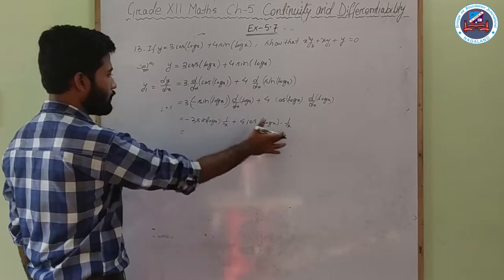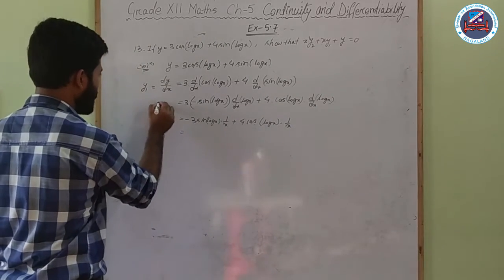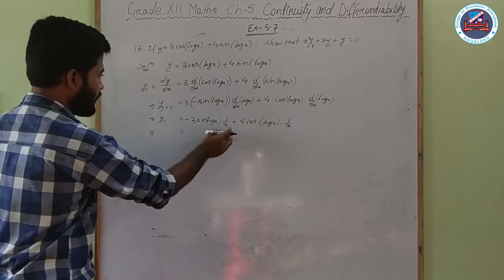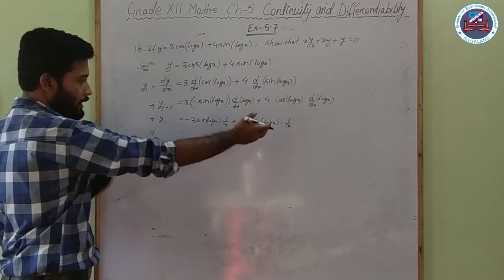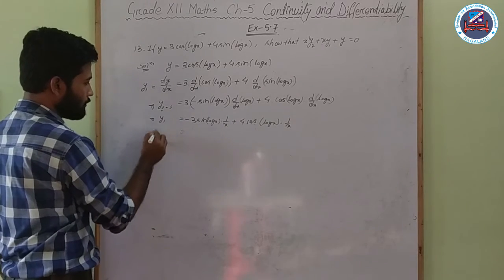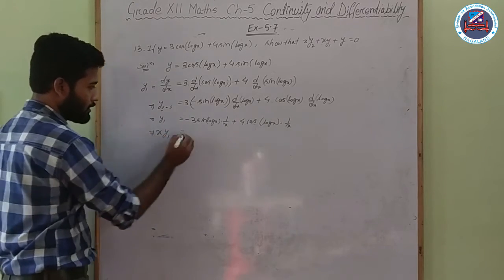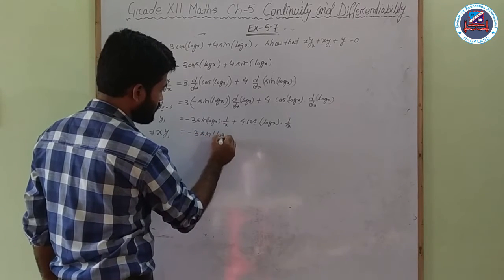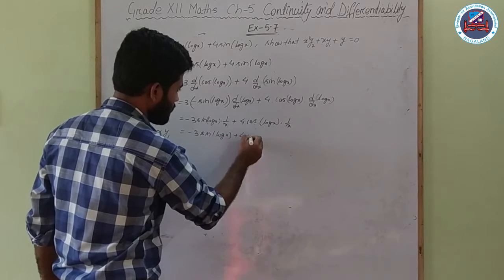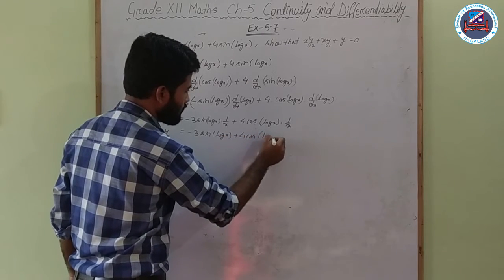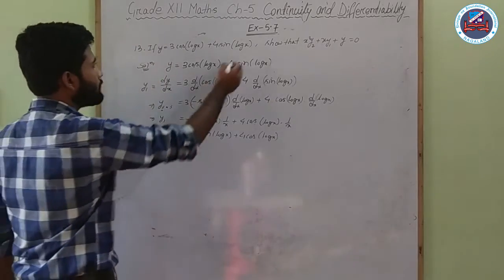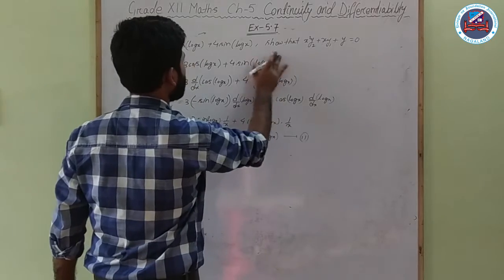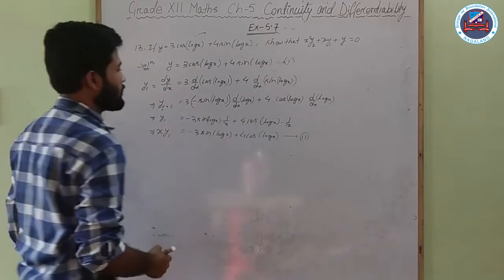So from there I can take 1 by x common, and what I should do is that if I write y1 here, after taking common 1 by x, I can bring it to the left hand side, cross multiplied. So I shall have x y1 is equal to minus 3 sine of log x plus 4 cos log x. Fine. So give this one equation 1, that is the question, and give this as equation 2.